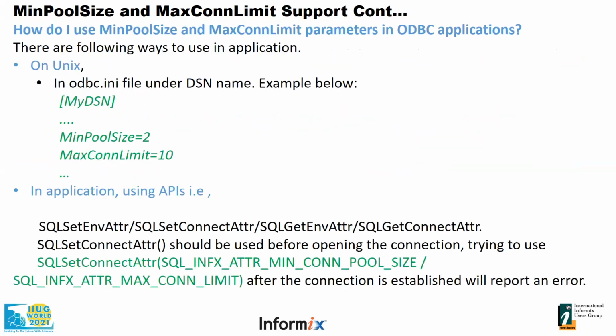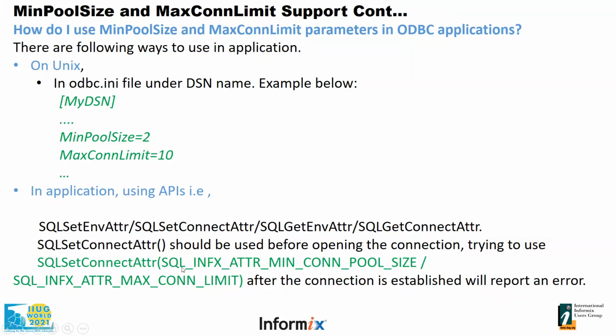So next, how do I enable these parameters in ODBC applications? There are a couple of ways to do this. On a Unix or Linux machine, in the odbc.ini file under your DSN name, you can set the minimum pool size and maximum connection limit values. And from applications, you can use APIs like SQLSetConnectAttr, where you can pass the parameters for a connection pool size or a maximum connection limit.